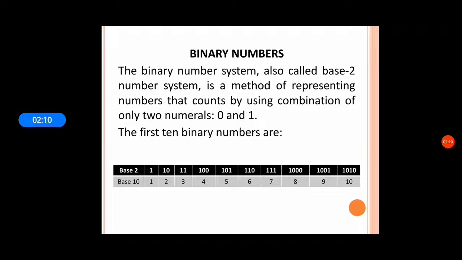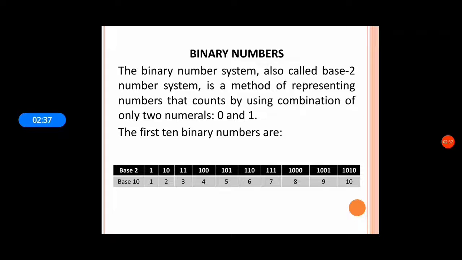Let's move to the first 10 binary numbers. You can see at the top of the table we have base 2, and below it we have base 10. So these are the conversions. When we have 1 in base 2, that is 1 in base 10. When we have 1 0 in base 2, we can't call it 10 because it is not a base 10 number. So we call it 1 0 in base 2, and we have 2 in base 10. When we have 1 1 in base 2, we have 3 in base 10.